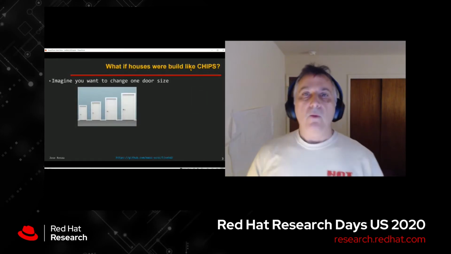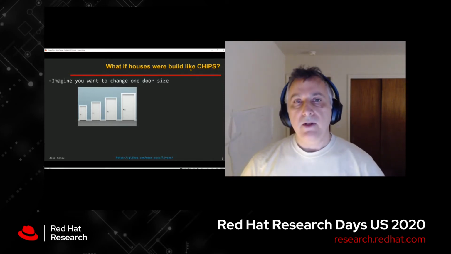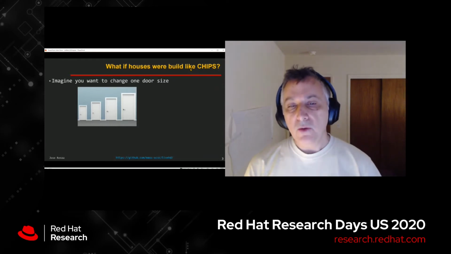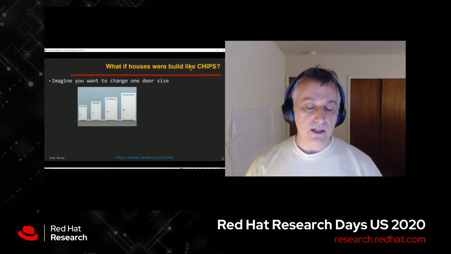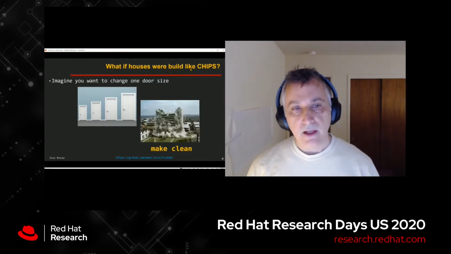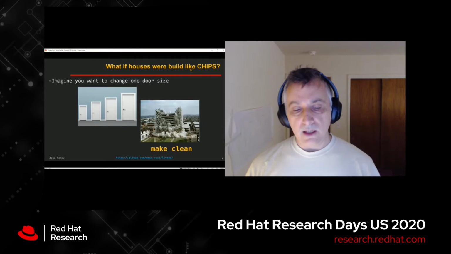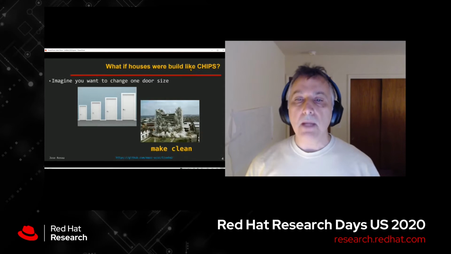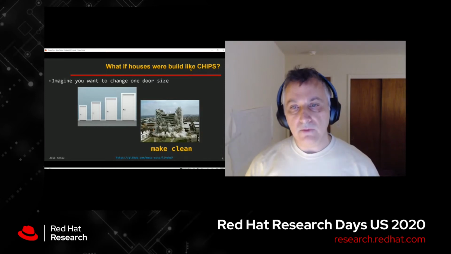Now, a little background. What if houses were built like chips? And I'm going to show you what the problem is. So imagine that you have a house and you want to change the door size. If you were building a house, well, you would increase the size of the door and make it. If you were fabricating chips, what you would do is demolish the building and start again, just because you did a little change. In the EDA flow in industry, whenever you do a little change, you always do a make clean. There is no incremental compilation. So everything is redone from scratch.